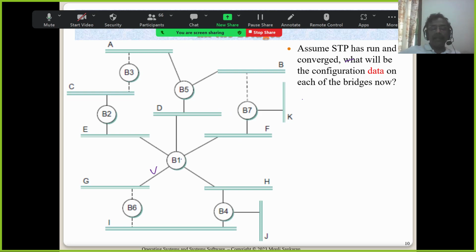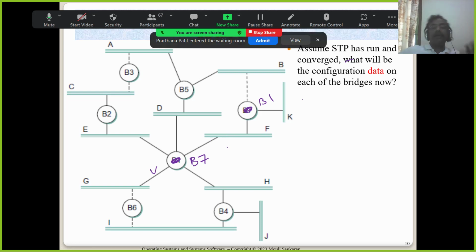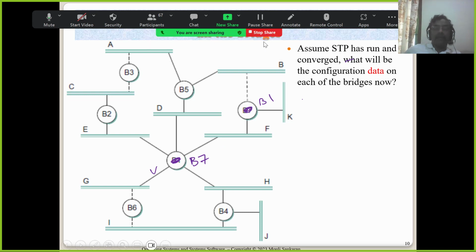Now, suppose I say that this bridge is named B7 and this is B1, meaning I swap these two bridges. Always remember, the STP algorithm decides who is going to be the root node based on the lowest bridge ID, or MAC address. When I call it a bridge ID, it can be specific to a particular MAC address of the device, but don't bother about those things. They are identifiers of that particular bridge device.